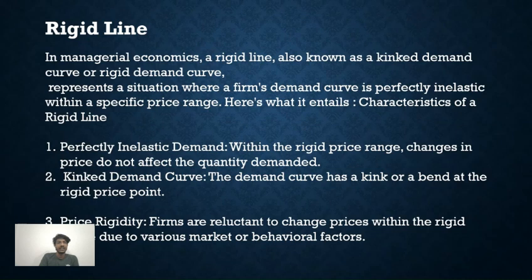Now the next property is the rigid line. In microeconomics, a rigid line, also known as a kinked demand curve or rigid demand curve, represents a situation where a firm's demand curve is perfectly inelastic within a specific price range. Here are the characteristics of a rigid line. Perfectly inelastic demand within the rigid price range: changes in price do not affect the quantity demanded. Kinked demand curve: the demand curve has a kink or a bend at the rigid price point. Rigidity: firms are reluctant to change prices within the rigid range due to various market or behavioral factors.